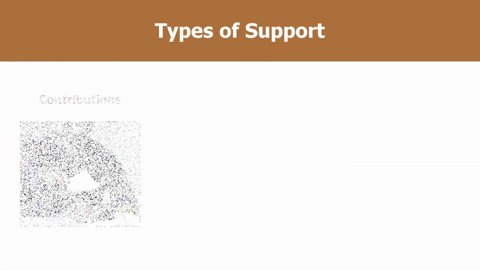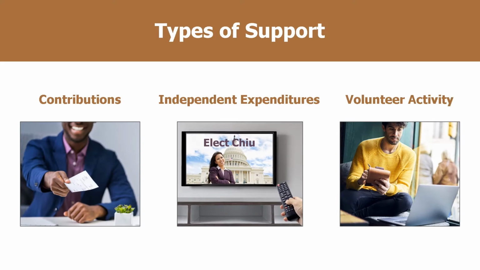While there are many ways you can support candidates for federal office, three of the most common are listed here: contributions, independent expenditures, and volunteer activity.